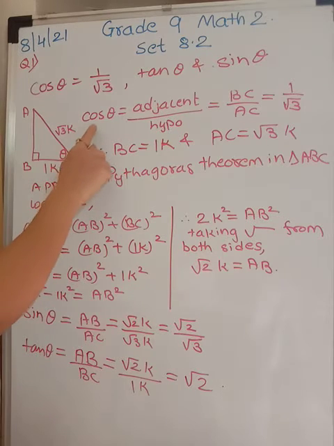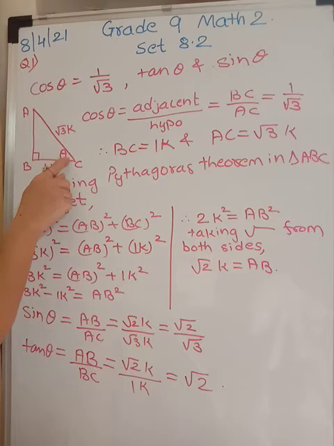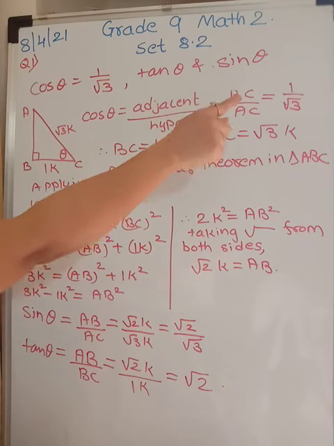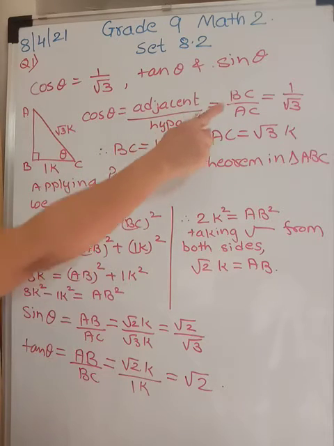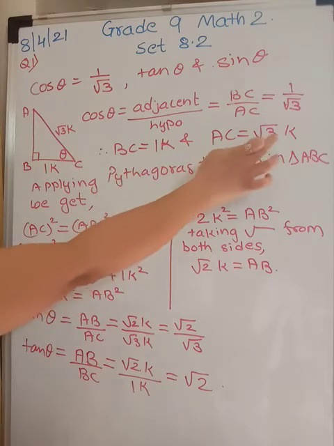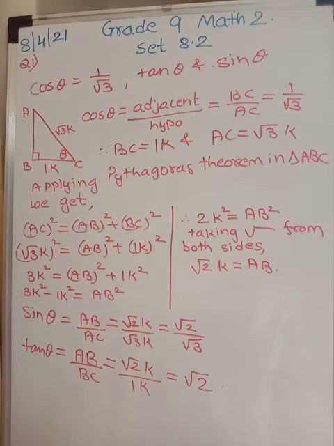So first we will write cos theta. If this is theta, then adjacent side, that is BC, upon hypotenuse, which is AC. So BC upon AC will be equal to 1 by root 3. So BC becomes 1K and AC is root 3K. We have seen earlier why we are writing this K in our earlier videos.